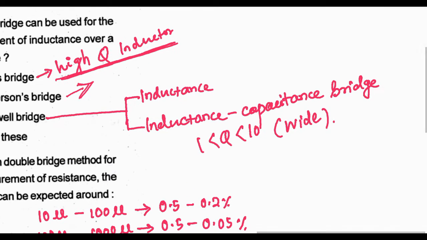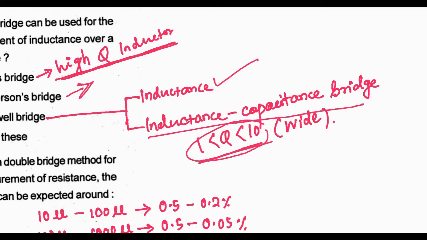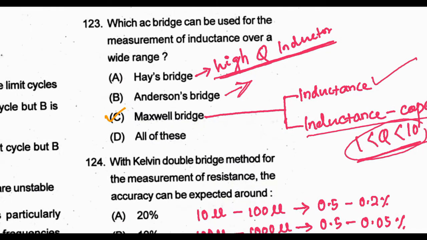One type is the inductance bridge, and another is the inductance capacitance bridge. The inductance capacitance bridge is used to measure inductances having a Q factor from 1 to 10. Generally inductances have a Q factor in this range, so this is a very wide range. If we consider both the inductance bridge and the inductance capacitance bridge, we can say that Maxwell's bridge is the bridge used for measuring inductance over a wide range. So here option C is the correct answer.